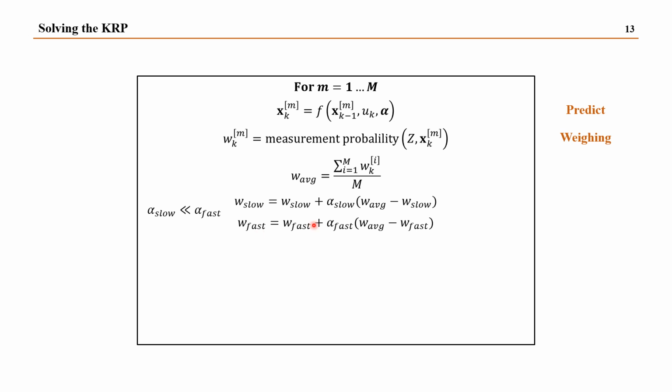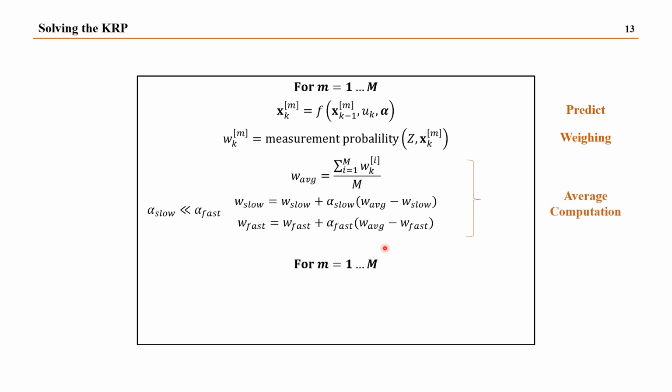Now, it can be shown, if the expression is remanipulated, that omega slow adapts really slowly to the changes in omega AVG, as we can see, because it's multiplied by alpha slow. Omega fast, on the other hand, would adapt really quickly to changes in the average value, which is the desired effect actually. That is the average computation step.